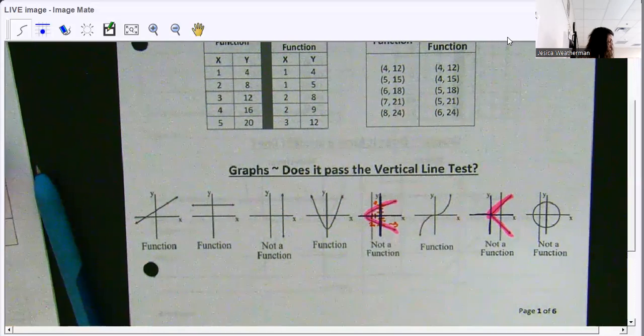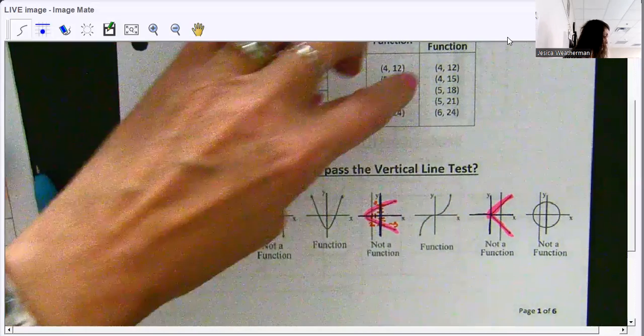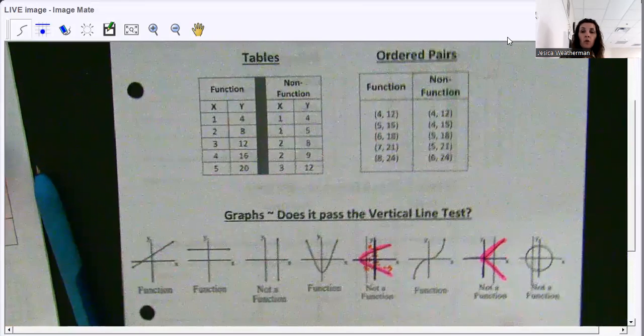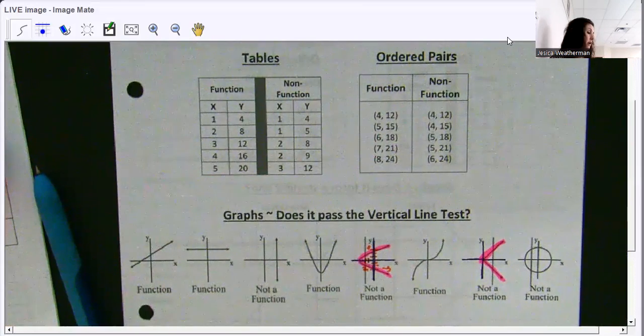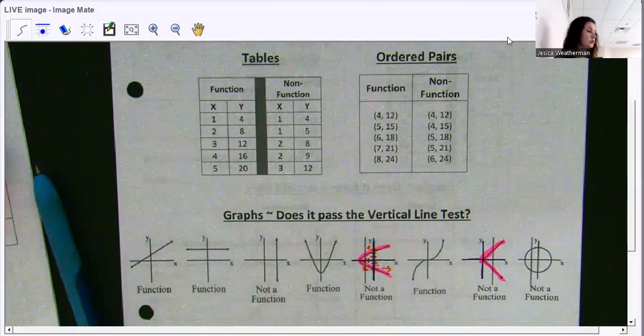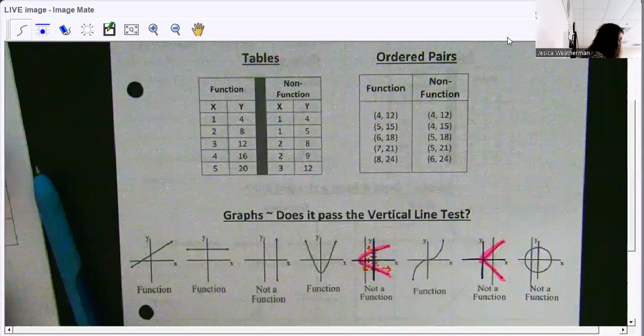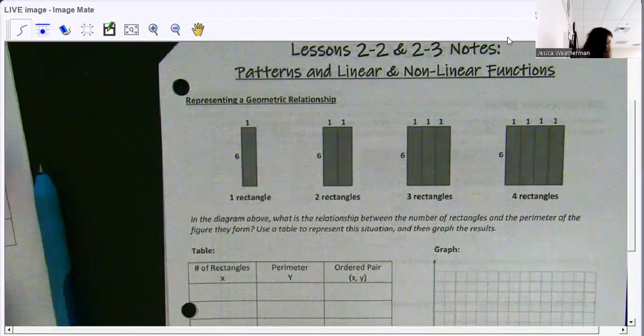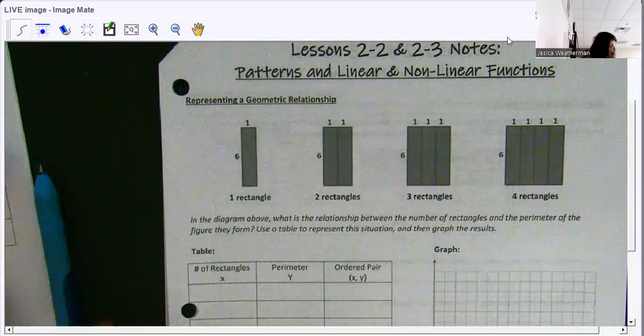Okay. So we have tables, we have ordered pairs, we have graphs. And with all of those, we should be able to tell whether an equation is represented by a function or a non-function. Okay. So we're going to skip page 2. That's easily described as we're doing all of our examples. So let's look at some of the problems we have here.